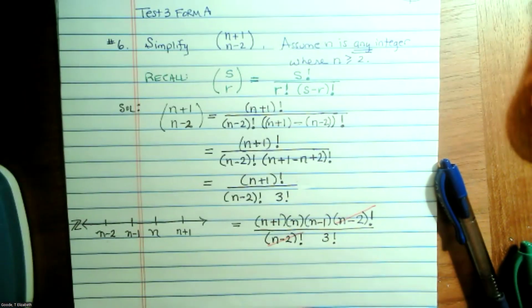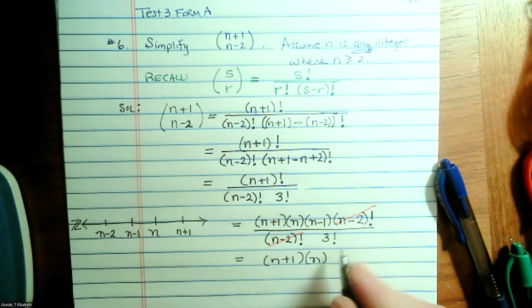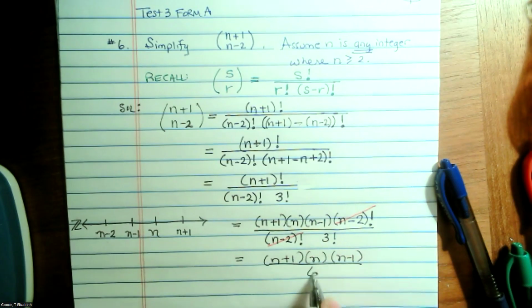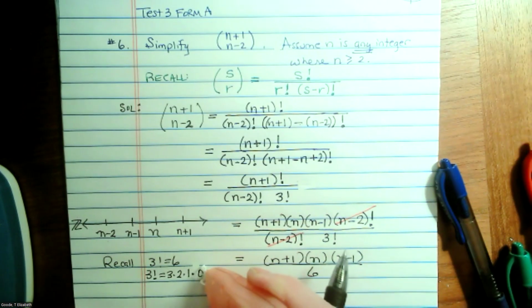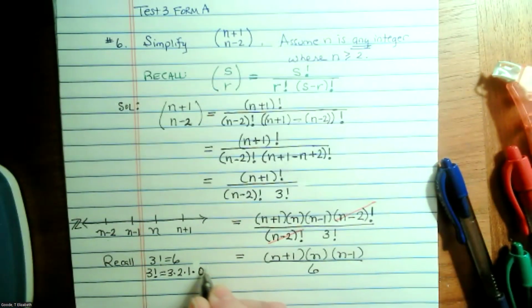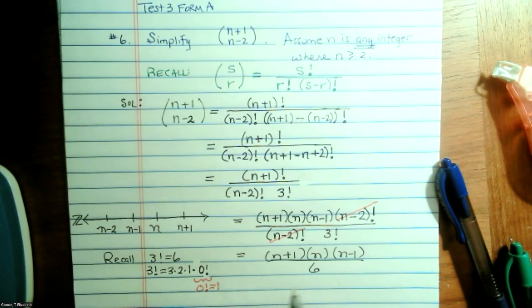So these two go away, and we're simply left with n plus 1 times n, you don't have to use parentheses around the n, but I'm doing it, times n minus 1, the whole thing, and of course 3 factorial is 6. Because 3 factorial is 3 times 2 times 1 times 0 factorial, but 0 factorial is 1. It actually goes all the way down to 0 factorial, but 0 factorial is 1. The reason it's defined to be 1 is that otherwise all these would turn out to be products that are 0, and we don't want them.